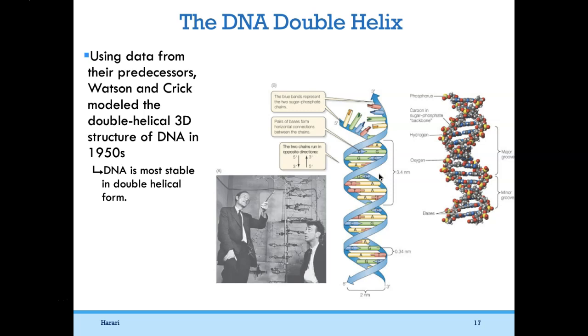And DNA is most stable when it's in its double helical form. And the structure of the double helix is also due to hydrogen bonding. So hydrogen bonds keep the two strands together, but they also keep the double helix in its intact shape.